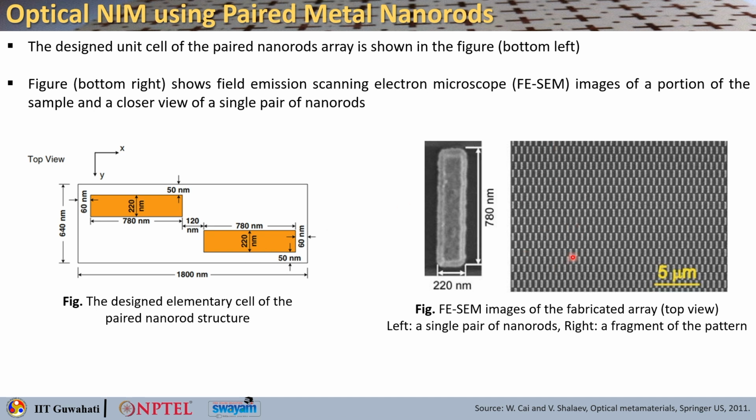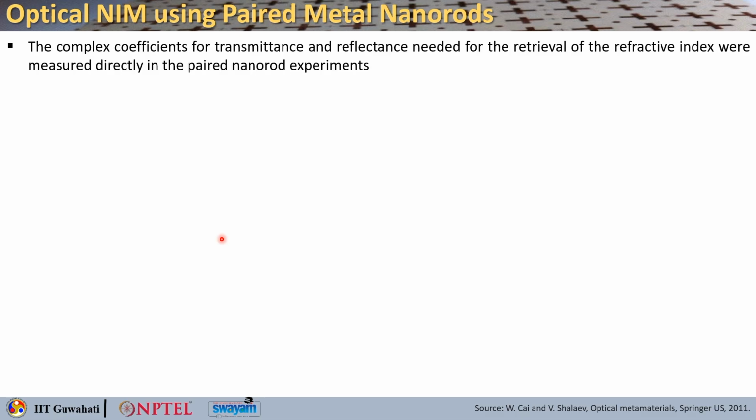Okay. So, as you can see here, this shows the field emission scanning electron microscope, that is FESEM image, of a portion of the sample, and you can get a closer look here of a pair of nanorods, how they look like. So, this is a single pair of nanorods and this is the pattern that is made, and this is basically the unit cell that is repeated periodically, and these are the dimensions mentioned here, right.